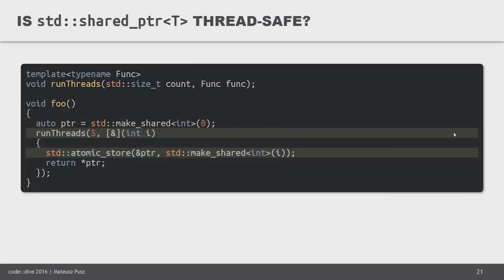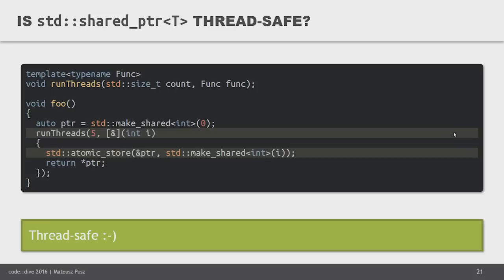So this is the last question here. This is a really similar example, but here we are using a special overload of atomic store for the shared pointer to assign a new value to it. As you probably guess, this is thread safe. So this is the additional synchronization needed to modify the same shared pointer instance shared between threads.